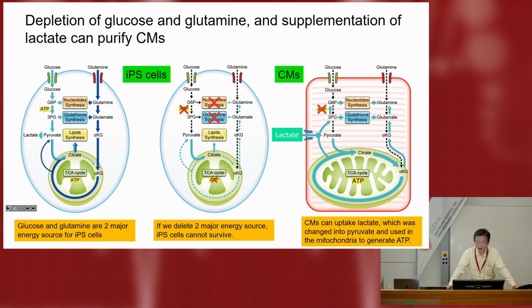In contrast, cardiomyocyte expressed lactate transporter, and cardiomyocyte can uptake lactate, which was changed into pyruvate and used in the mitochondria to generate ATP.